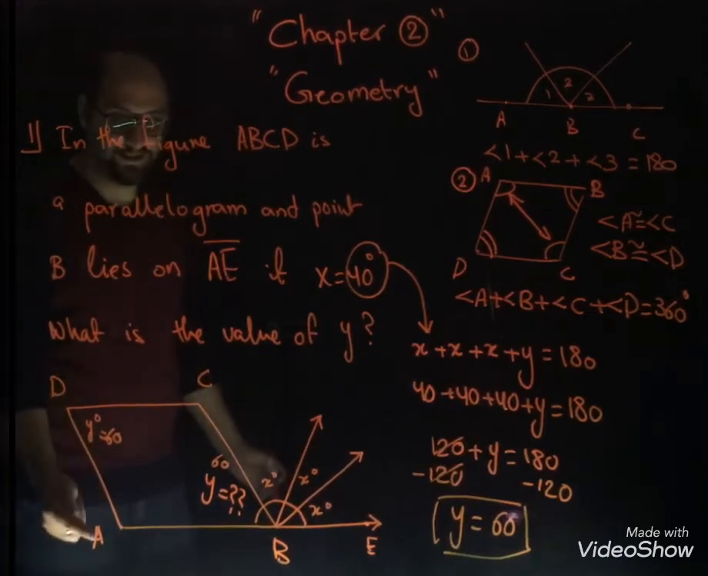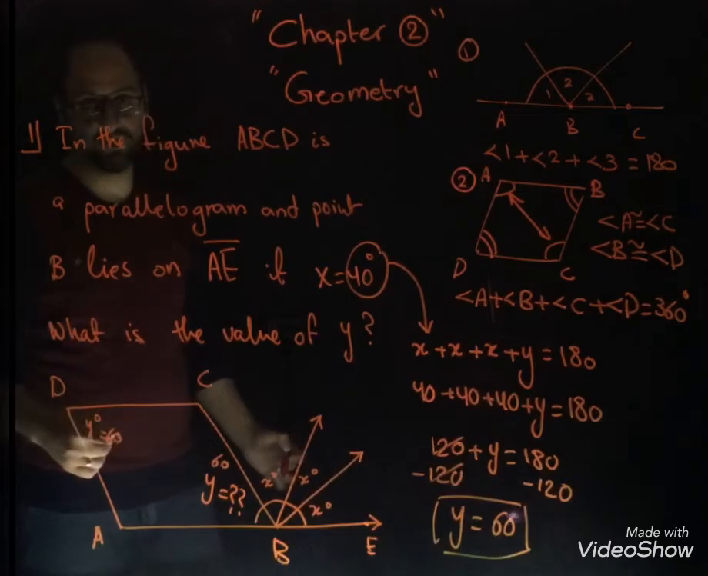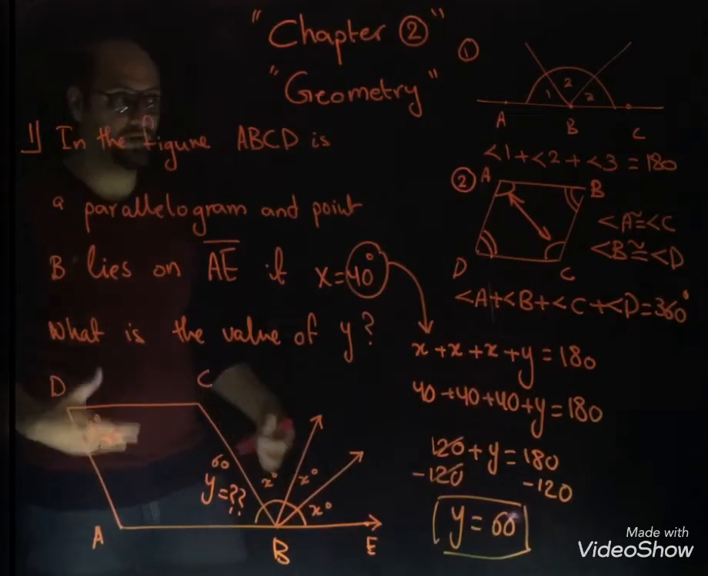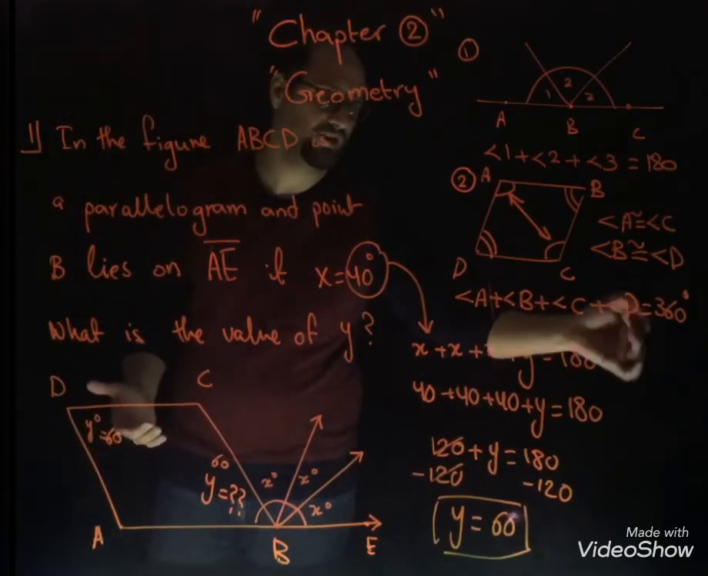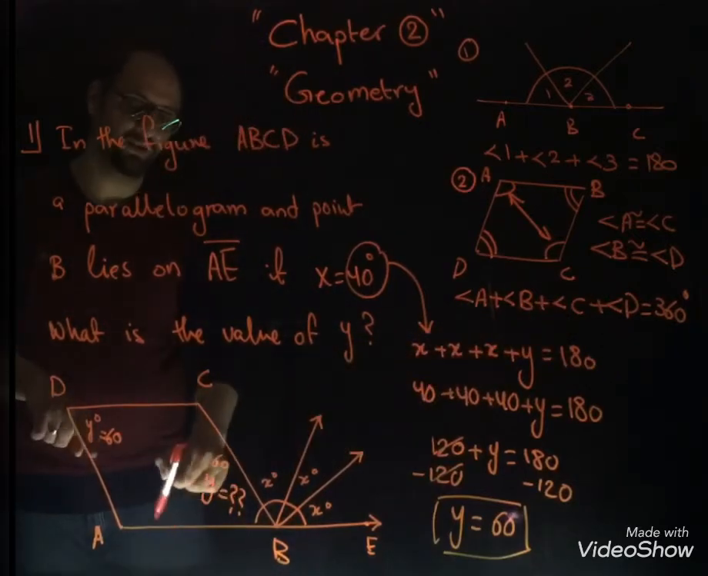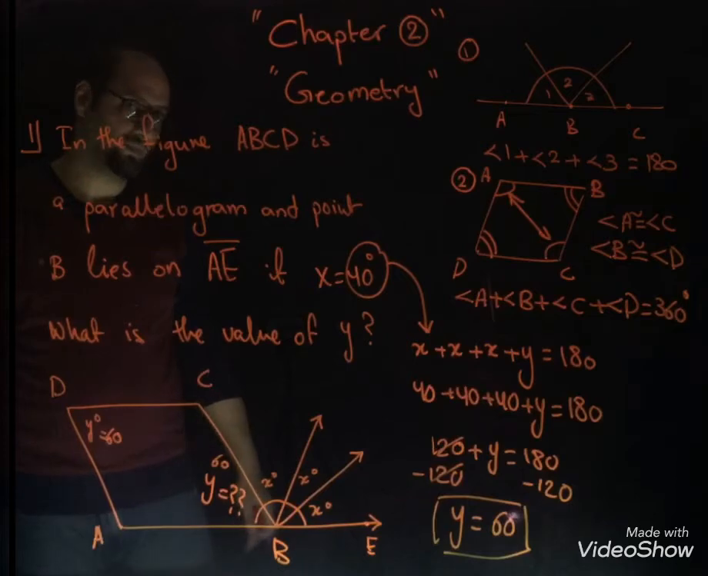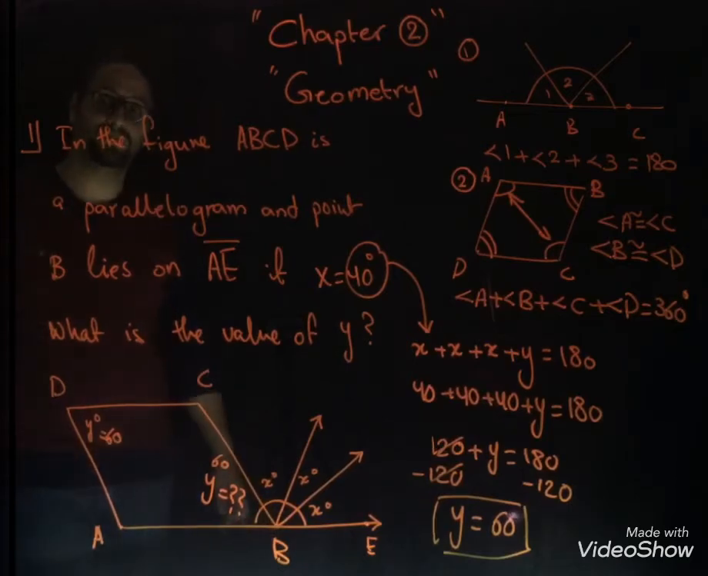If I want to find A and C, you should add 60 and 60, 120. What's the rest from 360? I will subtract 120 from 360 and divide by two to get A and C, which are equal. Let's go, my dear student, to question number 2.